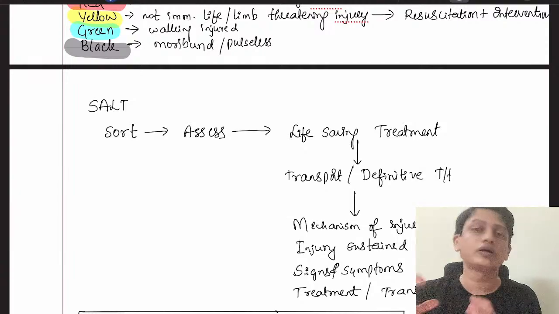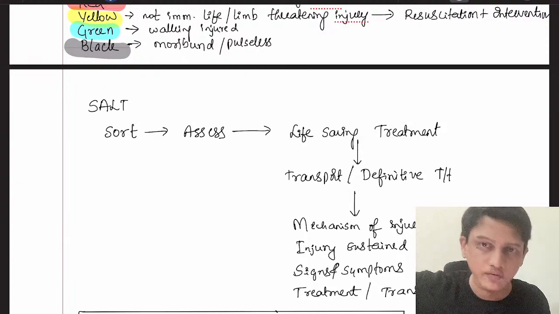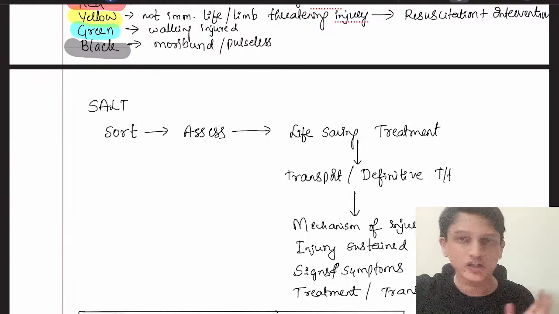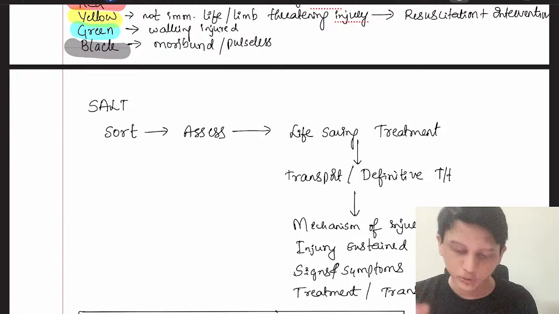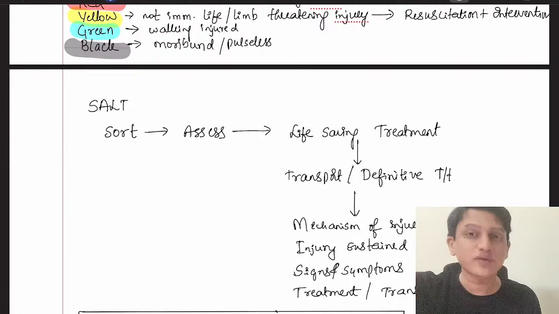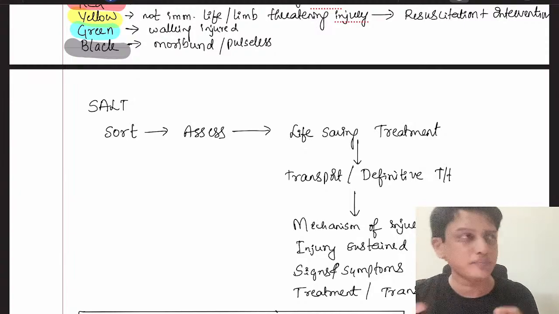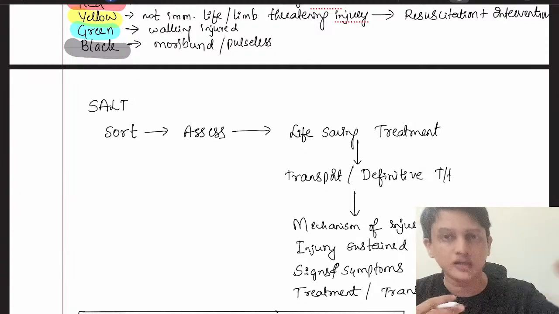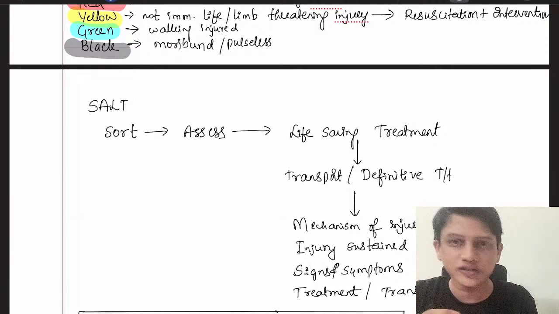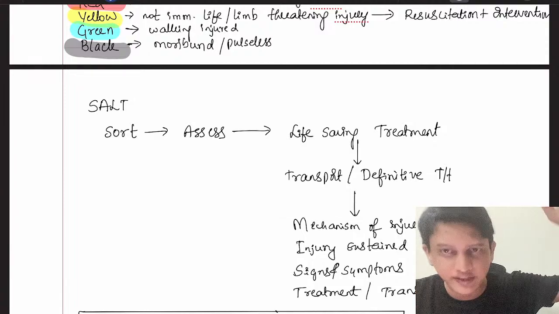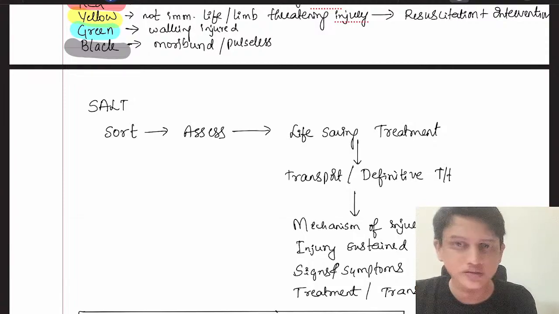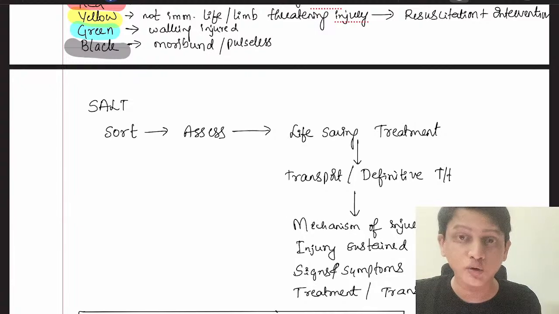Then for the definitive treatment, you have to transfer them to a higher center where all the equipment, all the facilities, all the specialists are available. There you transfer them for definitive treatment. While transferring a patient from a peripheral center to a higher center, there is a protocol. It's not just that you put them in an ambulance and send them on the way, and something happens and they are no more when they reach the destination. It should not happen.